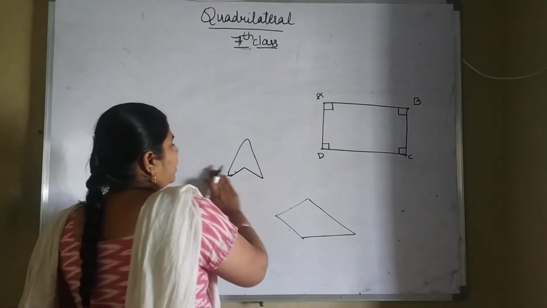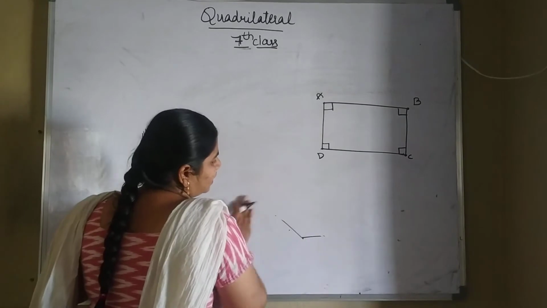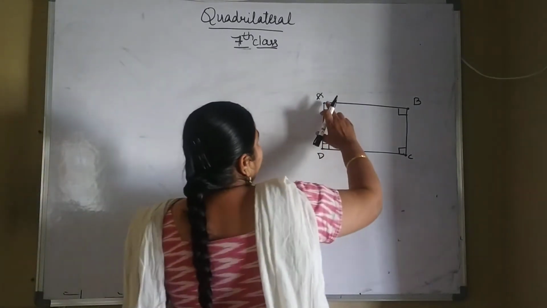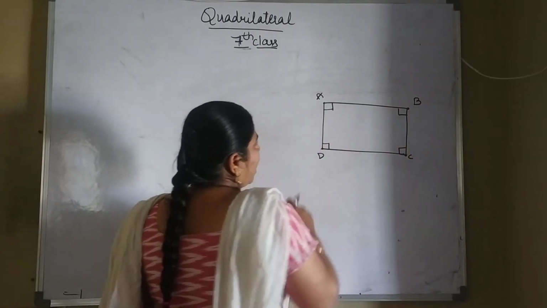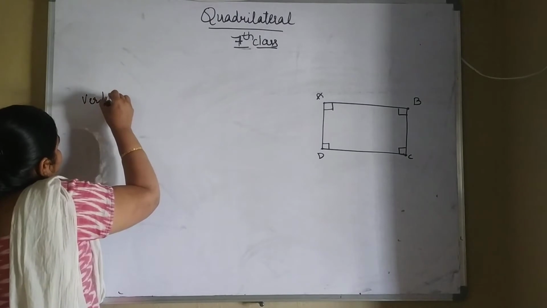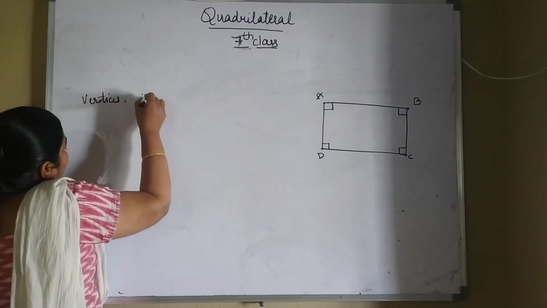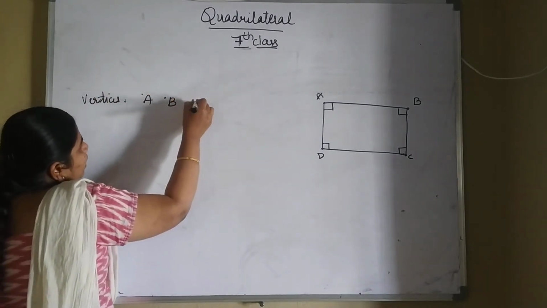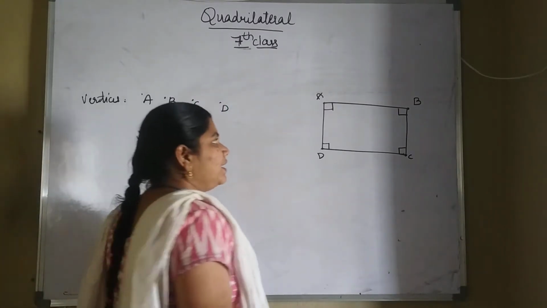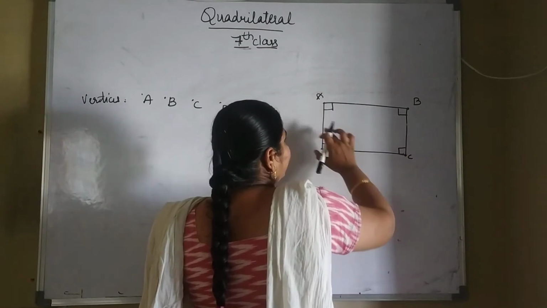So in this quadrilateral, in total how many parts are there? We will see. This is one quadrilateral, and in this A, B, C, D are 4 vertices. So how many vertices are there? 4 vertices are there. What are they? Point A, point B, point C and point D. Okay. How many line segments are there? These are the line segments.